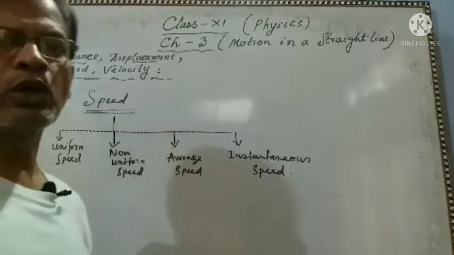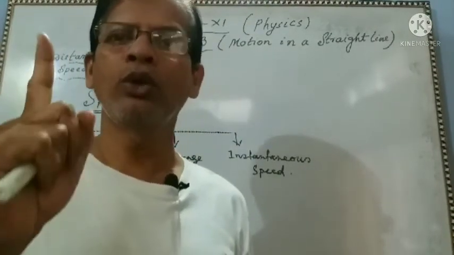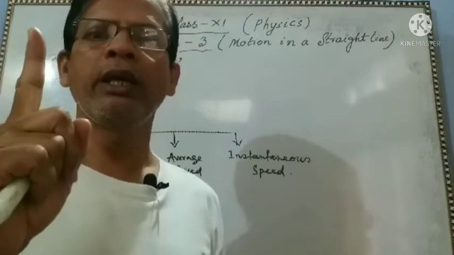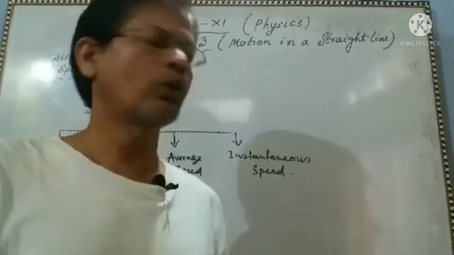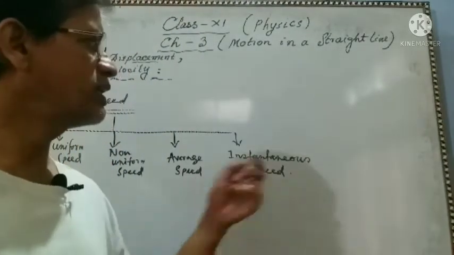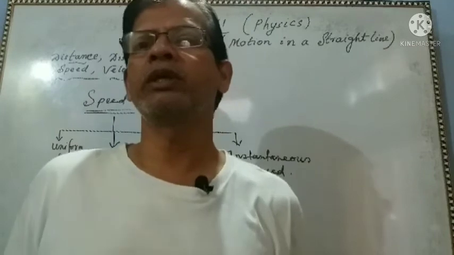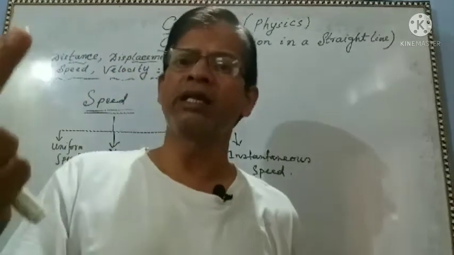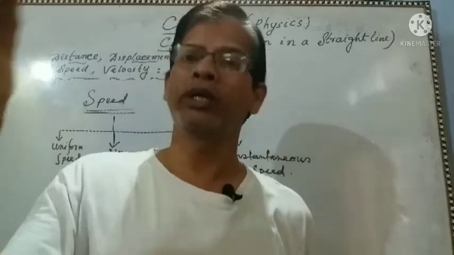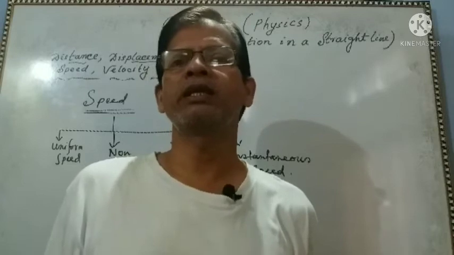Average speed is total distance traveled divided by total time taken. Instantaneous speed means this is the speed of an object at any instant or at any point in its path. This is the instantaneous speed.